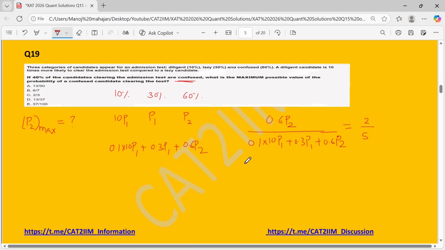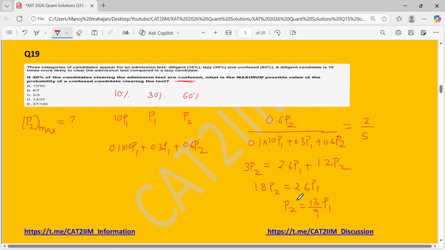So what do I get? 3P2 is equal to what? 0.1 into 10 would be 1 itself, correct? So P1 plus 0.3 P1 is 1.3, multiplied by 2 should give me 2.6 P1, and this would give me 1.2 P2. So 1.8 P2 is equal to 2.6 P1. So ultimately my P2, if I do the calculation, is 13 by 9 P1.